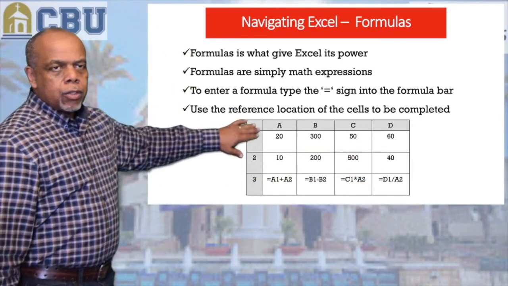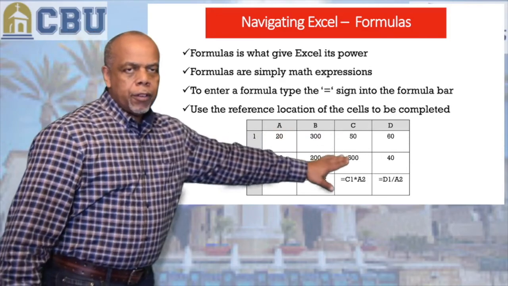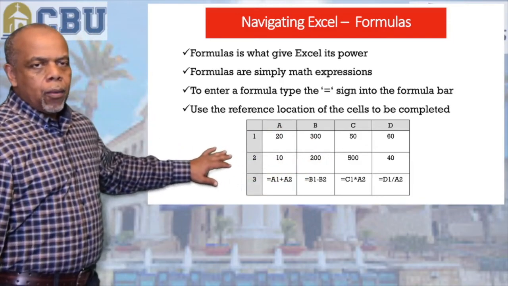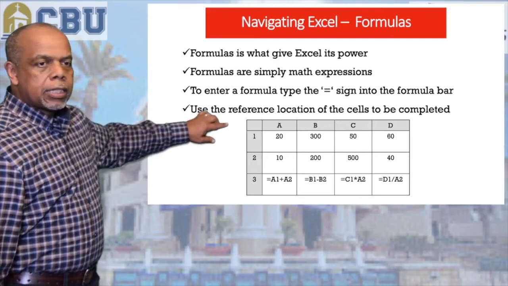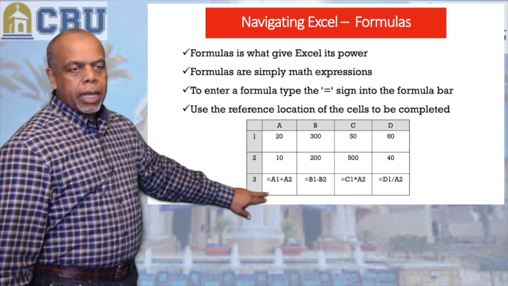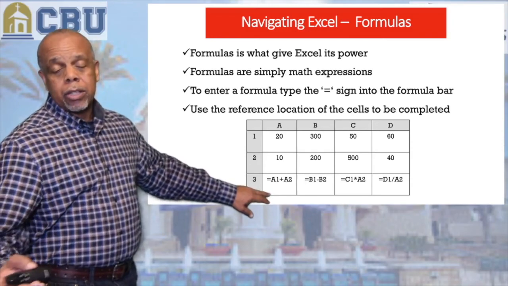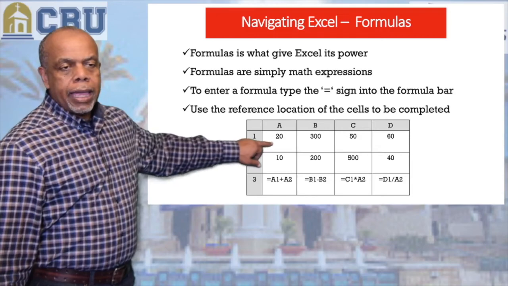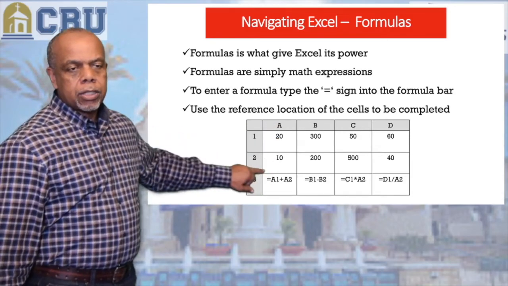So I've got 20 in A1, 300 in B1, 50 in C1, and so on. If I want to make a formula to add A1 plus A2, and get that answer there, here's what I would do. Equals, that tells Excel we're going into formula mode, and I will put A1, the reference location of what I want to add, plus A2.